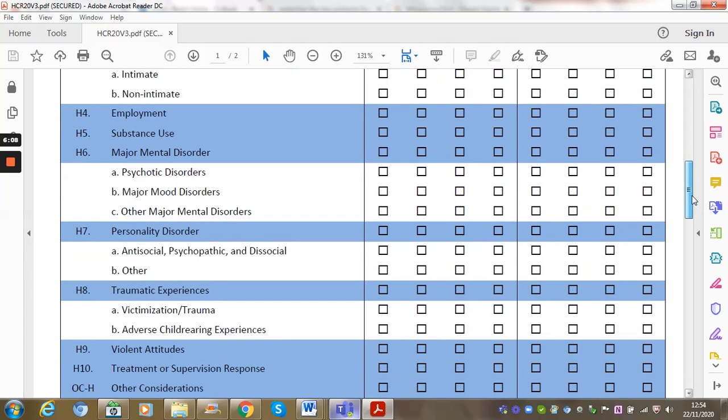So H6, the major mental disorders, you'd need to break that down according to whether it's psychotic disorders such as schizophrenia, major mood disorders like bipolar disorder, or other major mental disorders, which is anything else that doesn't fit under either A or B. And again, highlight whether you think it was a big factor or a minor factor, or somewhere in the middle in their behaviour. And this is ideally based on medical records.